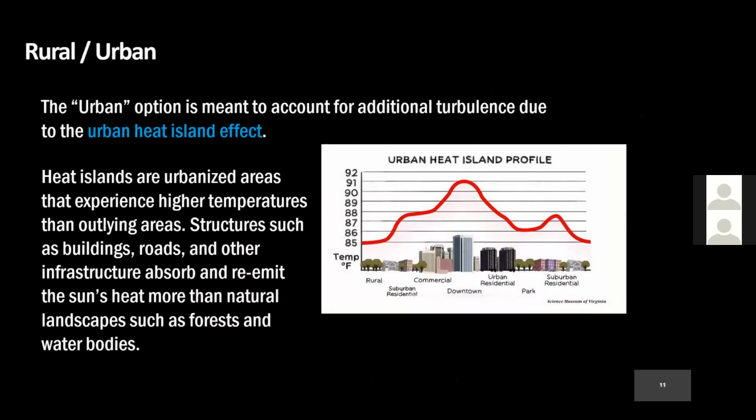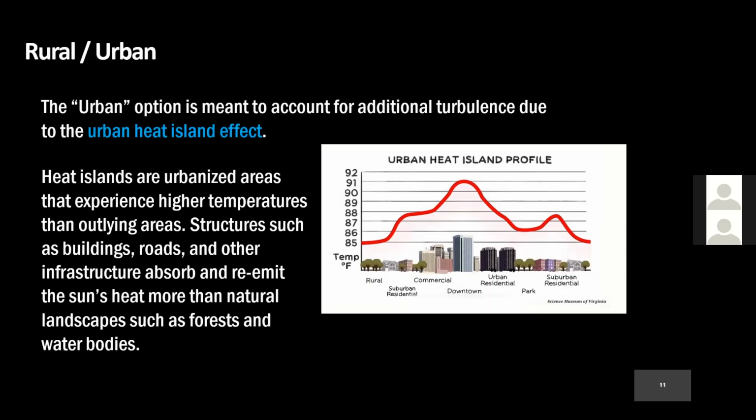Okay, so we've gone through all of the different source types and the source parameters that we'll need to put into SCREEN3. Another thing we need to decide before running the model is if our site is rural or urban. Okay, so the urban option is meant to account for additional turbulence due to the urban heat island effect. Heat islands are urbanized areas that experience higher temperatures than outlying areas.